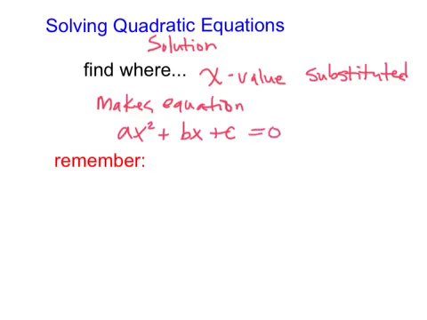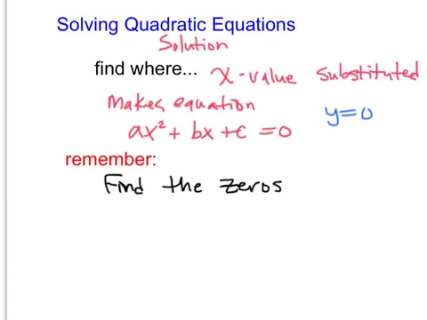Now remember, when y equals 0, what we're really going to find are the zeros of the function. Remember I told you that finding the zeros is something that we want to look for, and that can tell us a lot about the function. If we can find these zeros, we're going to get our solution. So when we find the zeros of this function, we can find the solution.